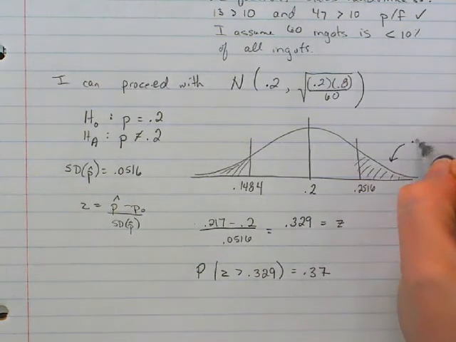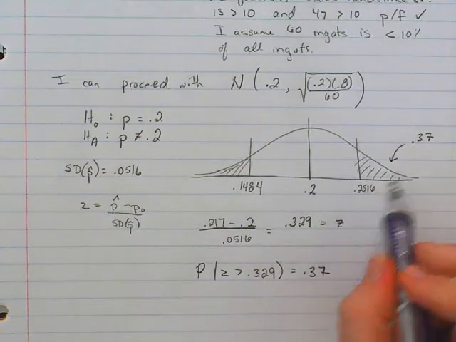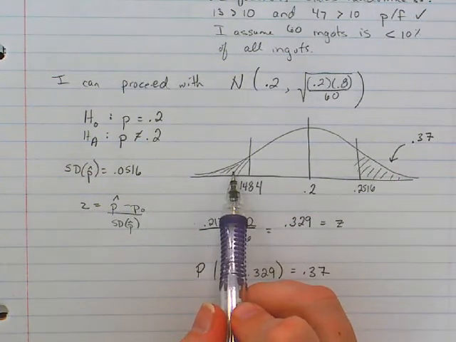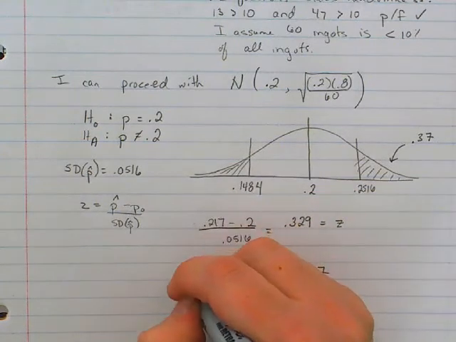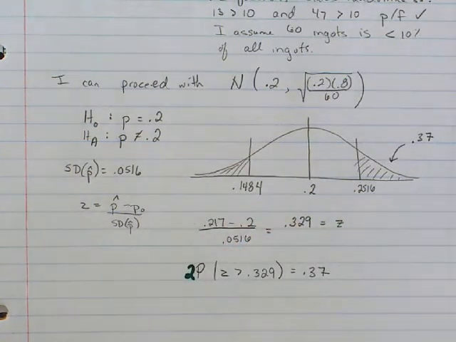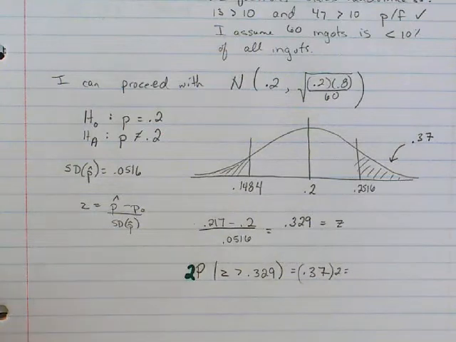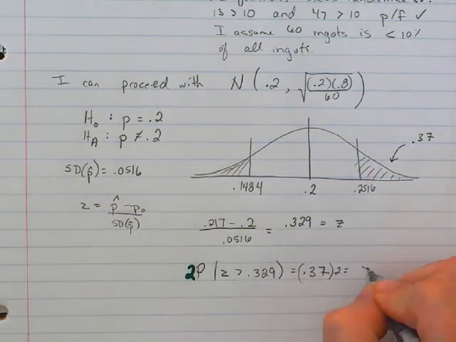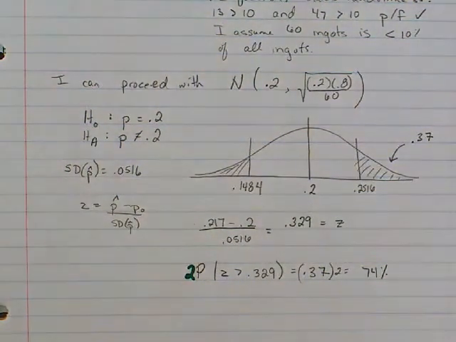Here's the problem. The probability that I'm above is 0.37. If the probability that I'm above is 0.37, can you guess what the probability is I am below? That's also going to be 0.37. So what we wind up having to do is multiplying by 2. Because this is a two-tailed test, we're going to multiply the probability by 2. That winds up giving us a probability of 74%.